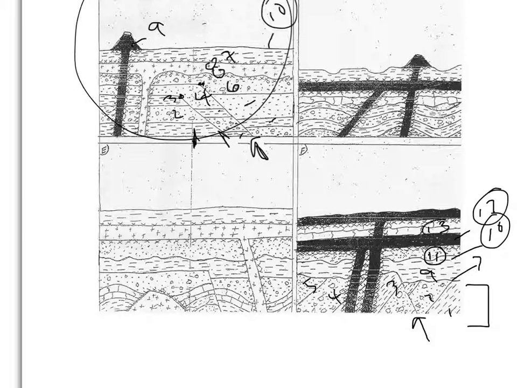13 is limestone deposited horizontally. 14 is lava extrusion, X is bottom only. And then 15 we have surface erosion taking place right now.